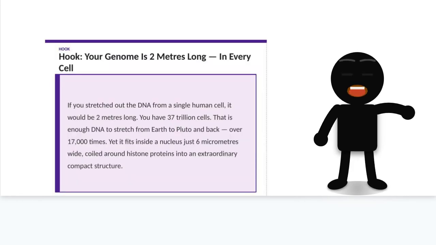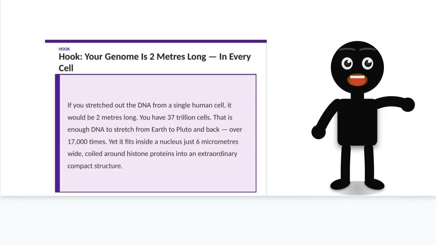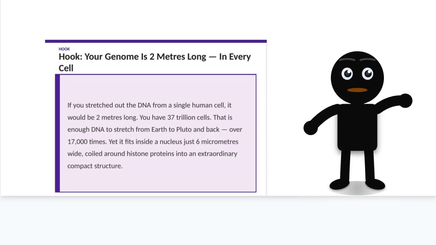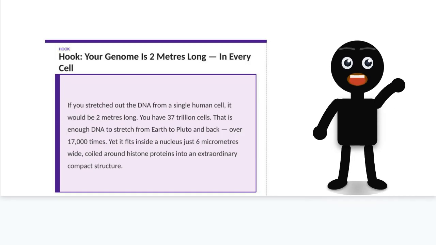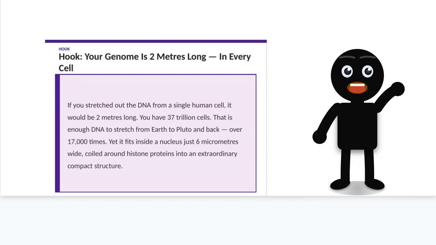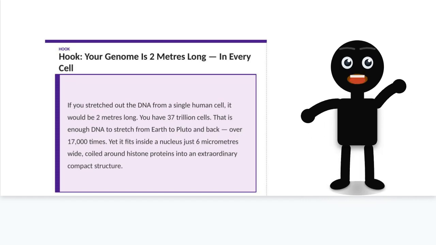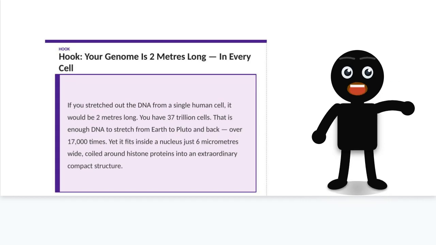Hook: your genome is 2 meters long, in every cell. Consider this: the DNA in a single human cell, if stretched out in a line, would measure approximately 2 meters. You have approximately 37 trillion cells. That means if you laid out all your DNA end to end, it would stretch around 70 trillion meters, enough to go from Earth to Pluto and back more than 17,000 times.